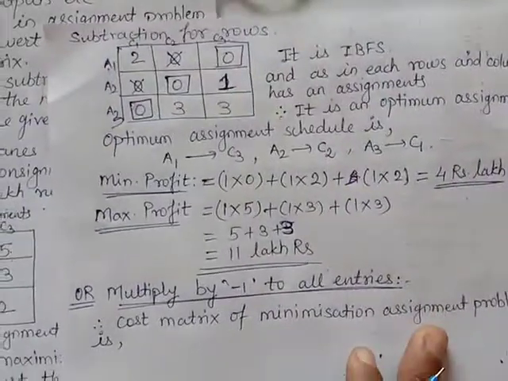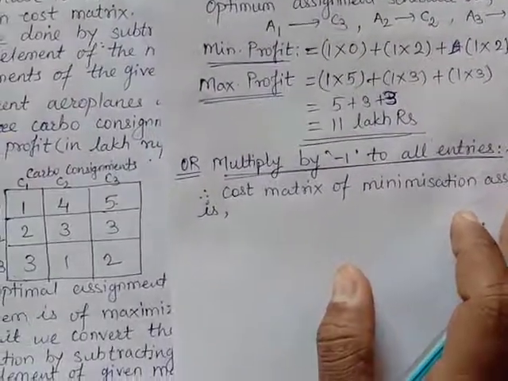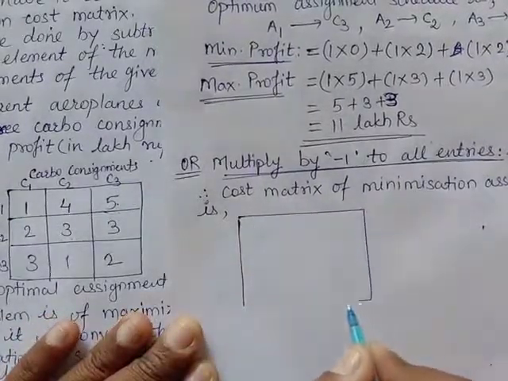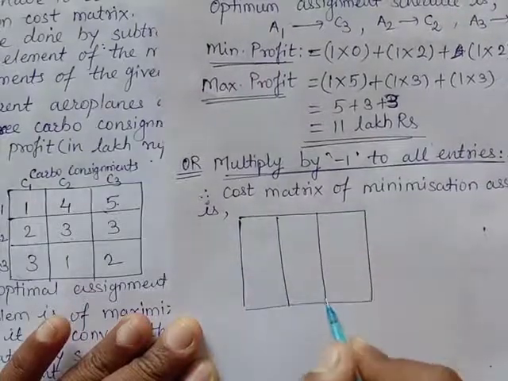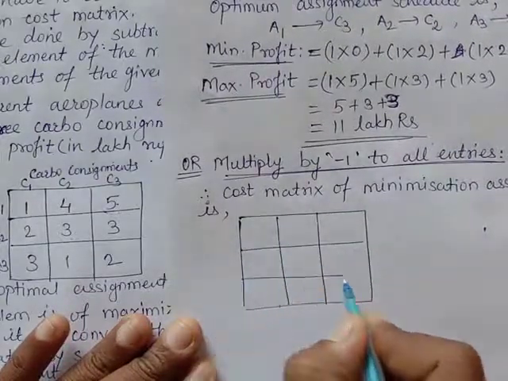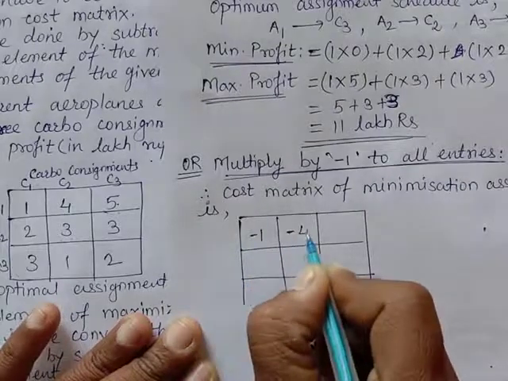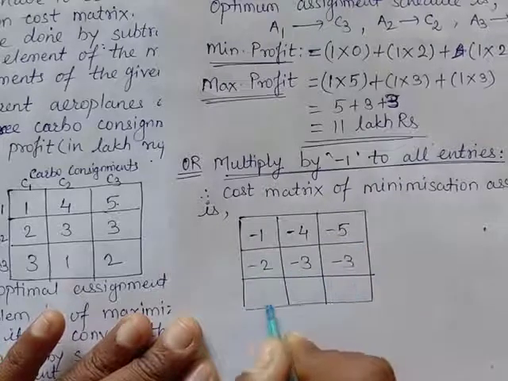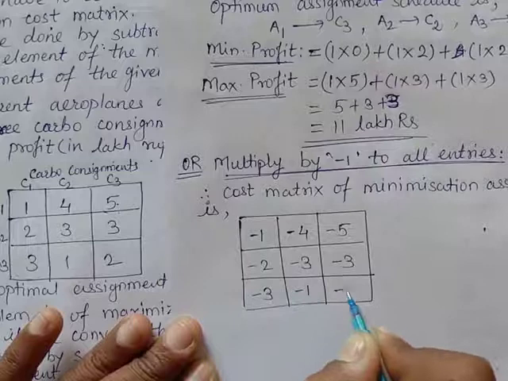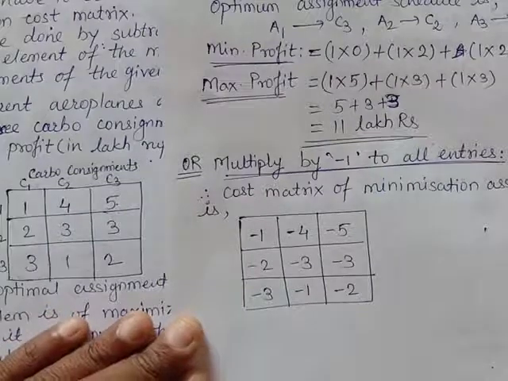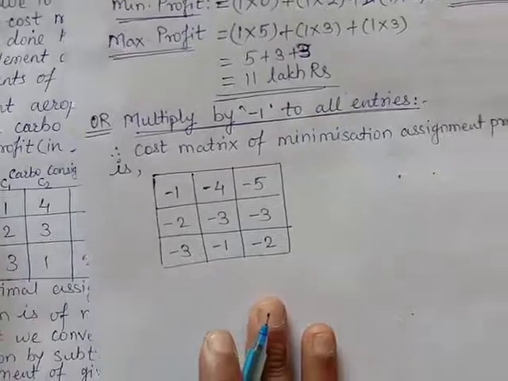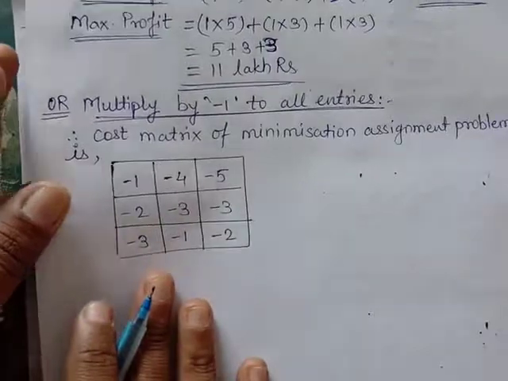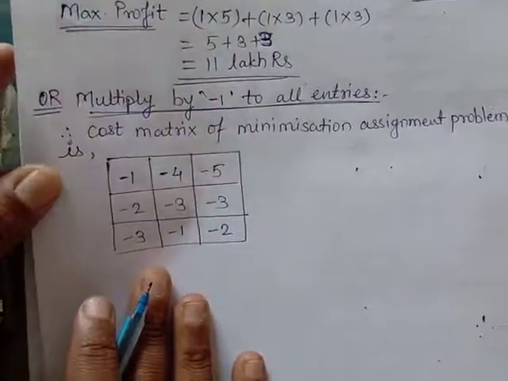That matrix will be, we have to multiply by -1 here. So it will be -1, -4, -5, -2, -3, -3, -3, -1, -2. Now this will become the minimization assignment problem matrix. Now the same procedure we have to do: subtraction for columns, subtraction for rows, and then do the assignments.